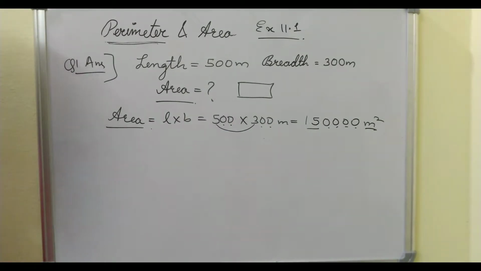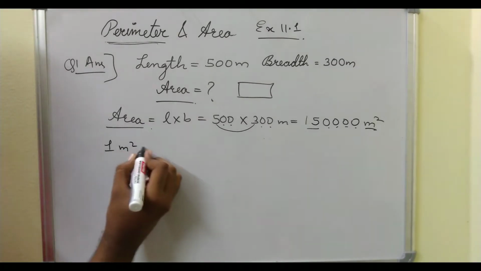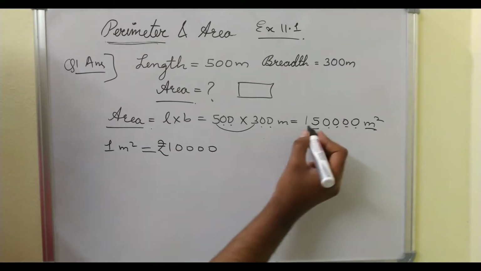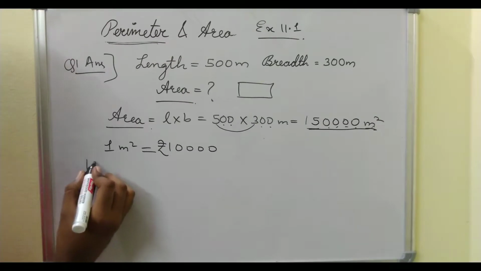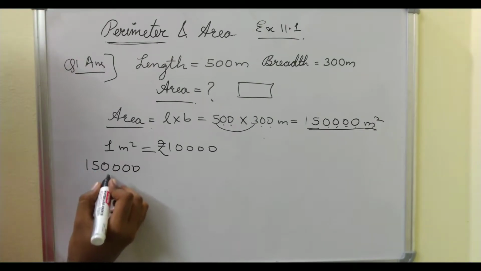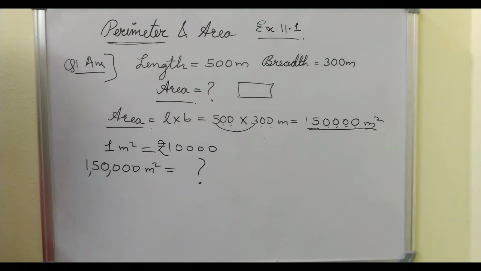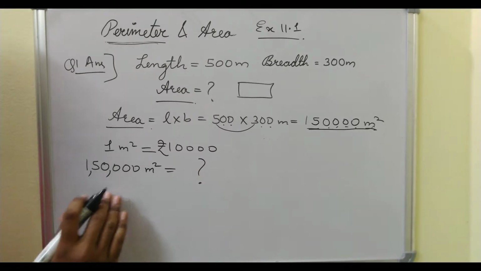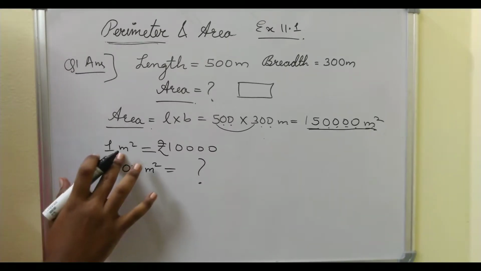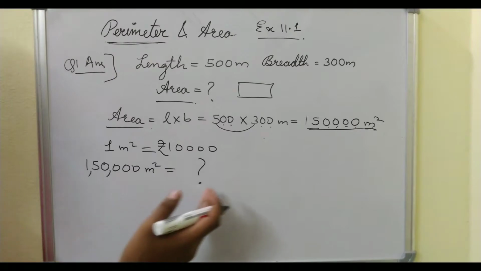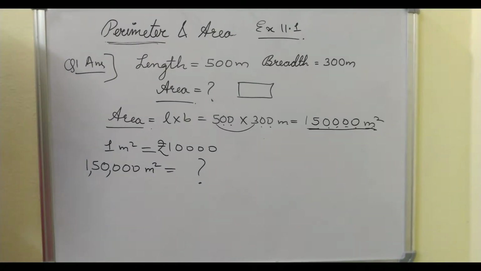Let us move on to the second part. It is nothing but the cost of the land. If 1 meter square of the land costs 10,000 rupees, so it is given 1 meter square of the land costs 10,000 rupees. Now we have 1,50,000 meter square. That will cost how much rupees? Observe here, 1 meter square is equal to 10,000 rupees, so 1,50,000 meter square will cost how much? That is the basic question here.